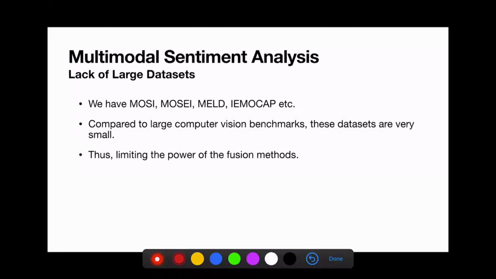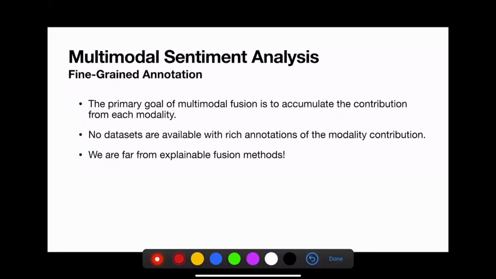Now, fine-grained annotation. This is very important. In AI, we are all after explainability. It's such an important thing to consider. Without explainability, it's hard to believe AI, right? It's also part of ethical AI. In fact, we have a project in Singapore on explainable AI.